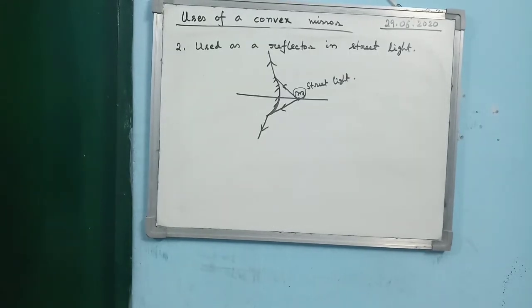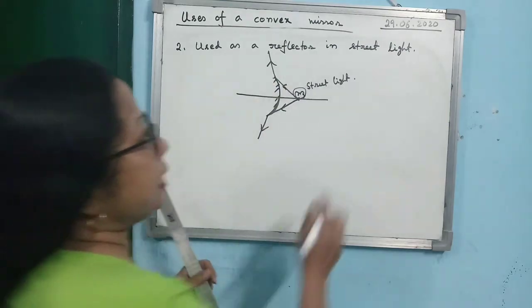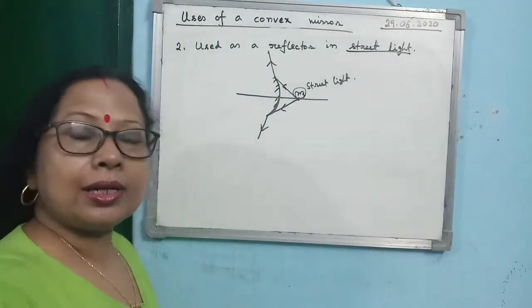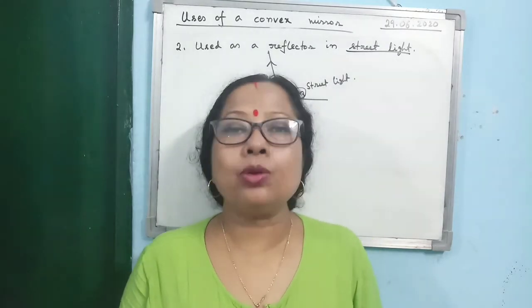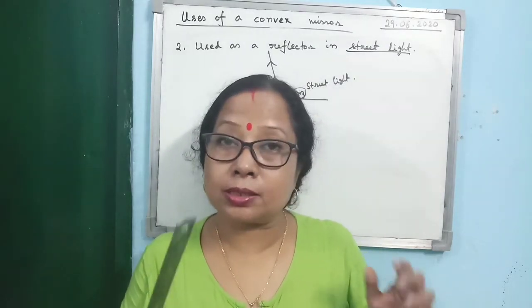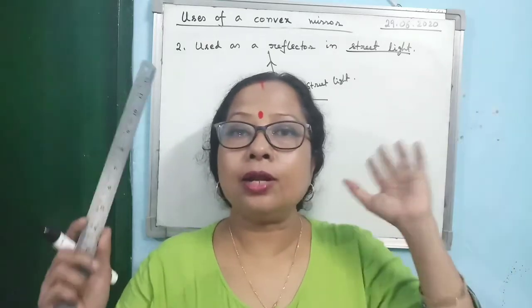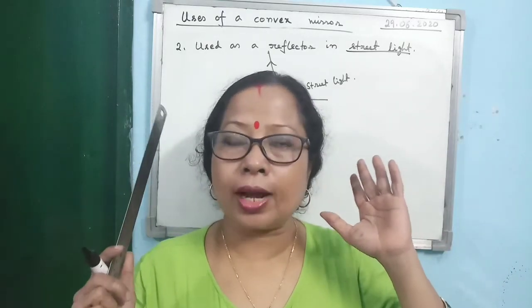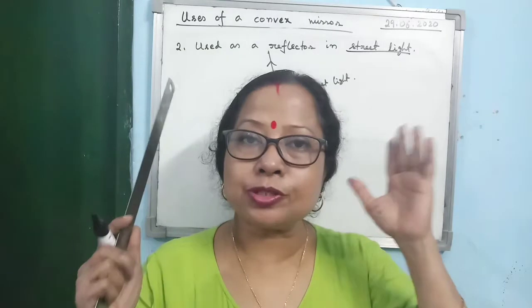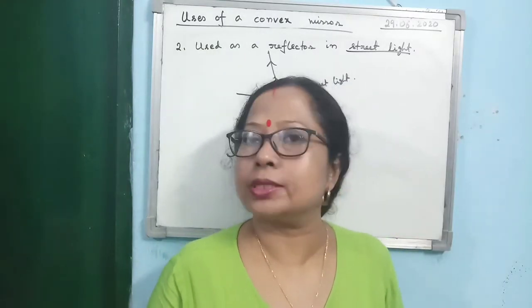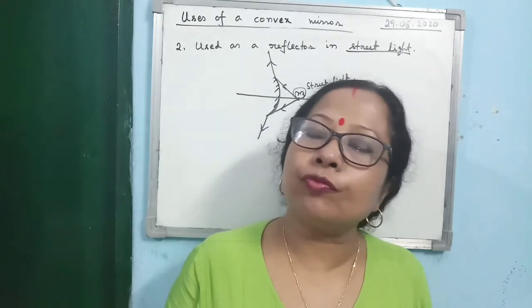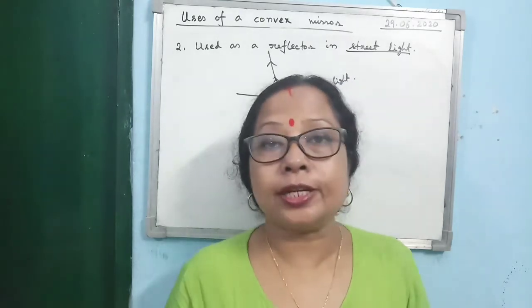Then another use of convex mirror is, it is used as a reflector in street light. In a street light, unlike the torch light, we do not want a parallel beam of rays. Then what will happen? If you just stand below the street light, or in the same straight line as the street light, then only everything will be visible. So in case of street light, what do we want? We want a divergent beam of rays.